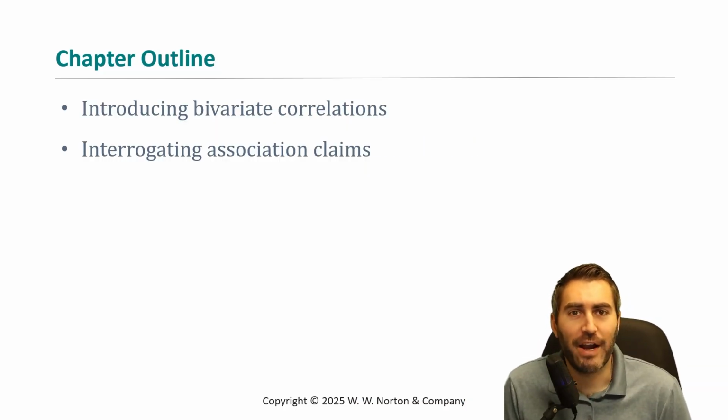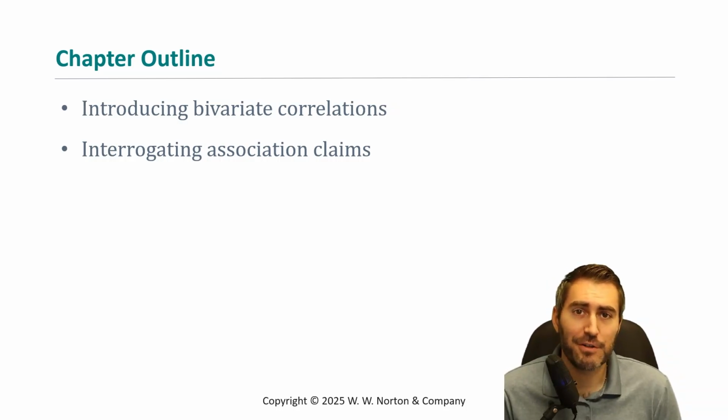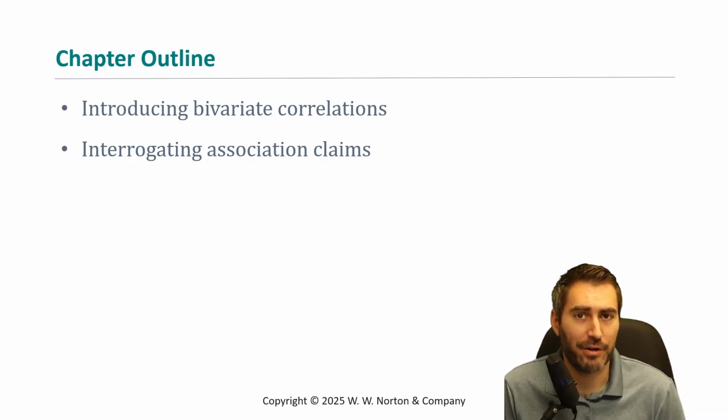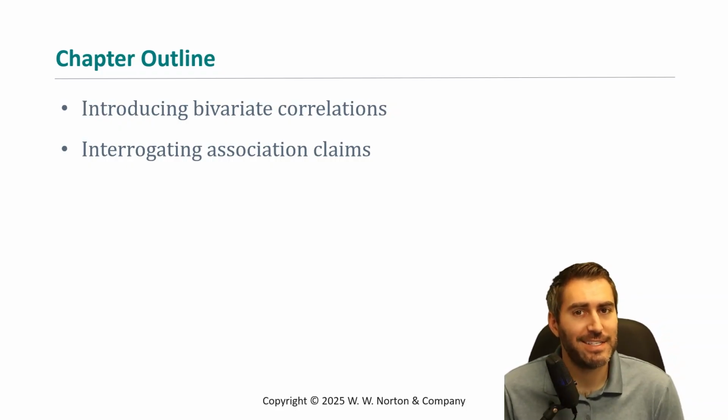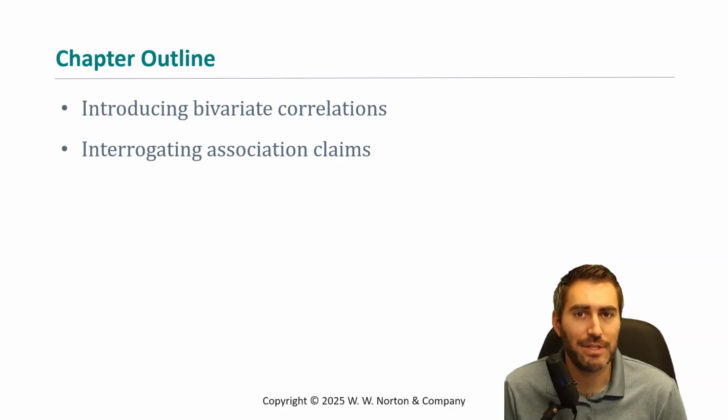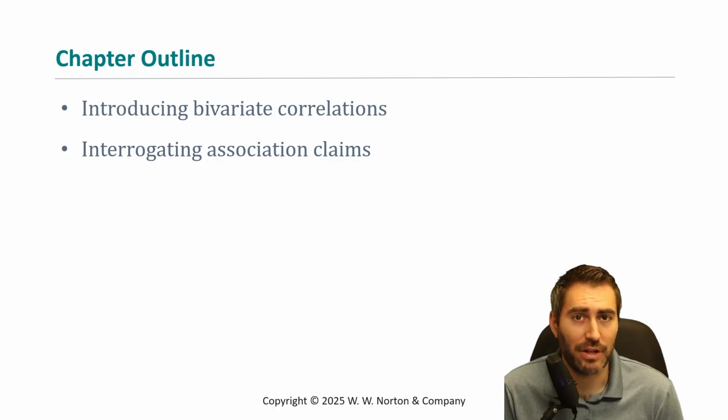This chapter is divided into two main parts. The first part is an introduction to bivariate correlations, where we'll discuss generally what they are and how they're performed. The second section examines how claims associated with correlations are interrogated. So we'll discuss how we can interrogate such claims using the same four validities we've discussed in previous chapters.